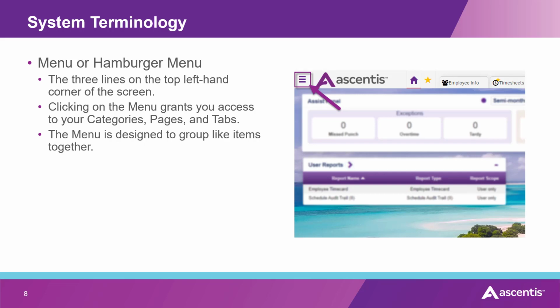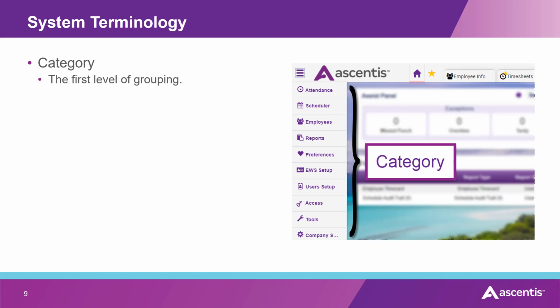In the top left-hand corner of the screen is the menu. The menu leads you to any place you want or need to go in the system. There are other ways to navigate to some of the most common pages in the system, but you can always find what you need directly from the menu. When the menu opens, you see all the categories you have access to in the system. This is the first level of grouping.